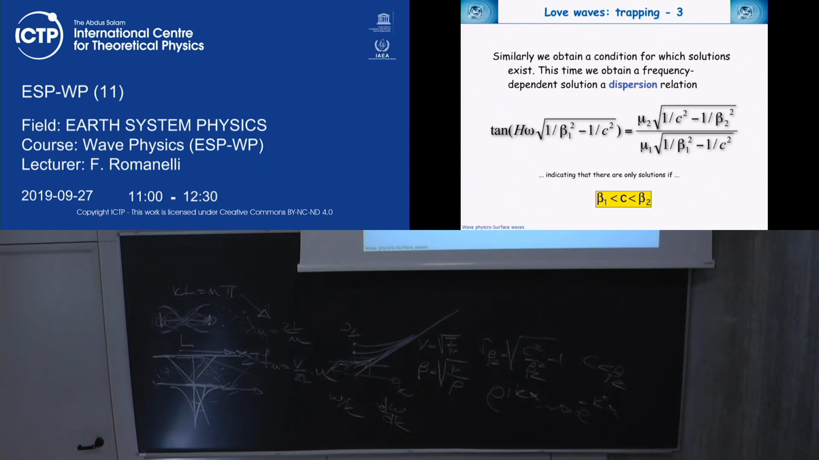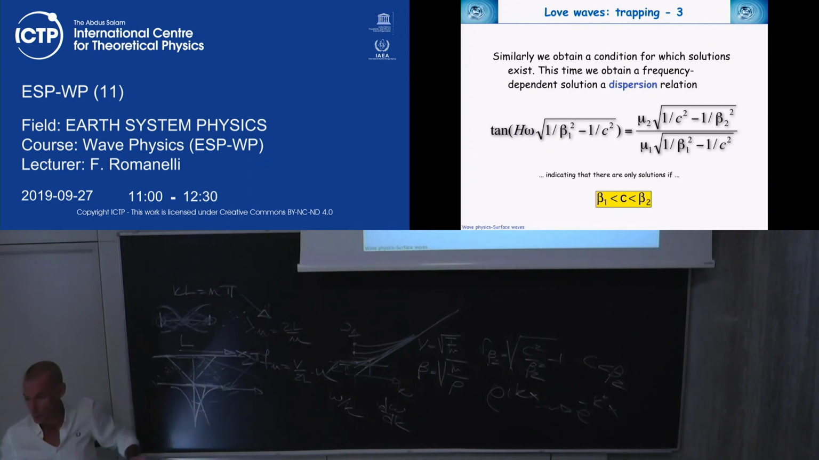What do we have here? Which are the parameters of the system? H, the thickness of a layer. Now it's not 2H, because for plates, since they are symmetric, usually it's H and H. Here H is the total thickness. Okay?